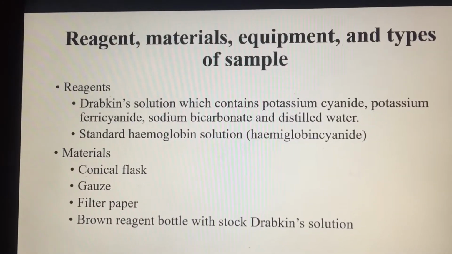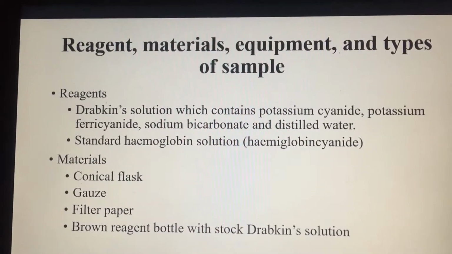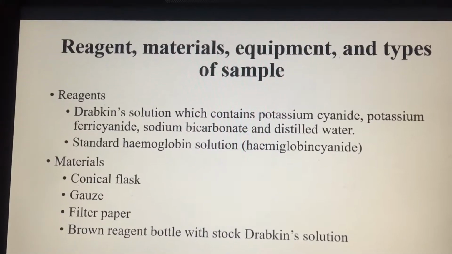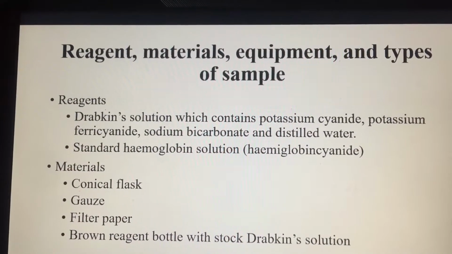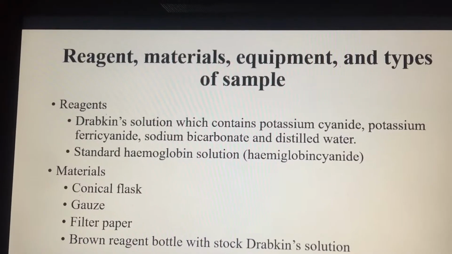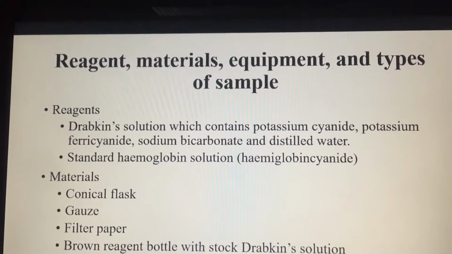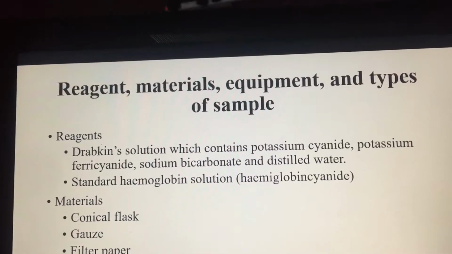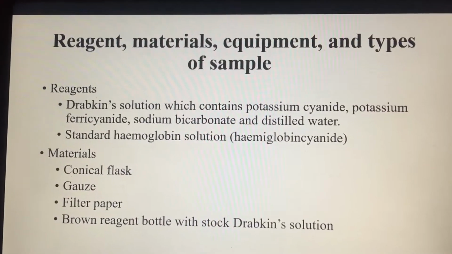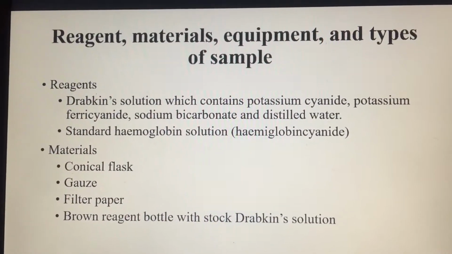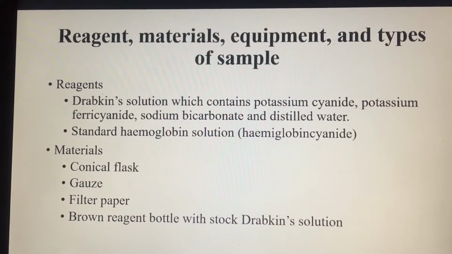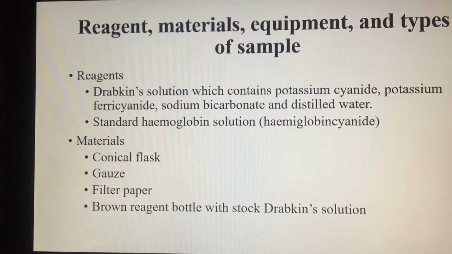So now, after looking at the principle and purpose of the method known as the hemoglobin cyanide method, let us see the reagents and materials, and also the equipment and type of blood sample which we are going to use in order to perform this method of hemoglobin estimation. So we have the reagents and materials as well as equipment and types of blood samples that we can use. So let's begin with reagents.